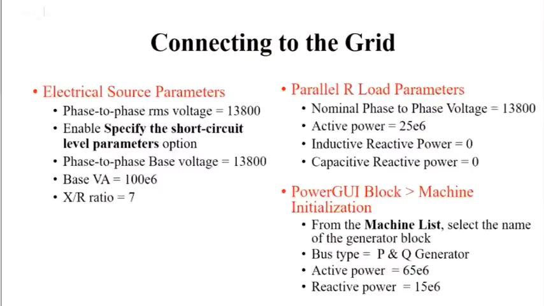So we have already covered that electrical power source. We have to enable the specify short circuit level parameter, in which we have to provide phase to phase voltage, base VA and X. Similarly, in the powergui block, we are going for machine initialization and we are going for the machine list. In the machine list, we are checking the bus type should be a PQ generator type, and then we have to specify active power and reactive power in that circuit.